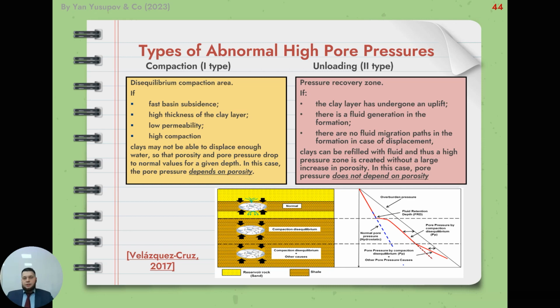Okay, and the unloading type exists if we have fluid generation, when we have no fluid migration path, when we have uplift of rocks from one depth to another depth. Okay, this is a combined example for two types of abnormal pressures. This is basically the first type and the second type.